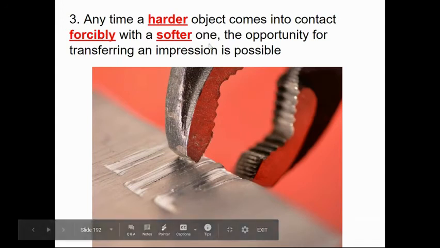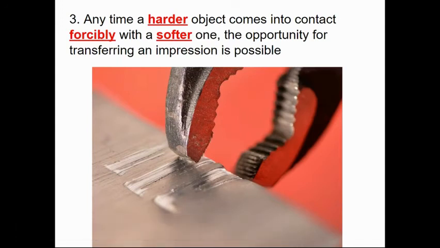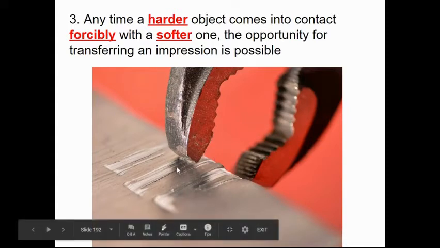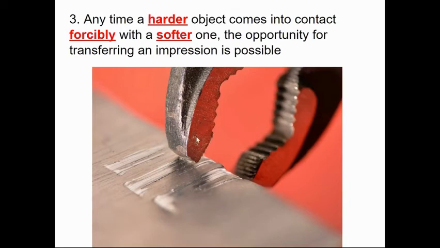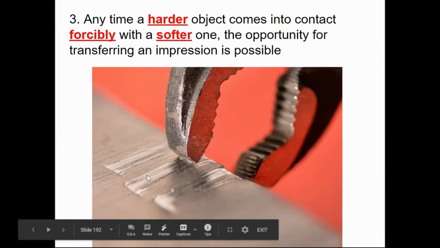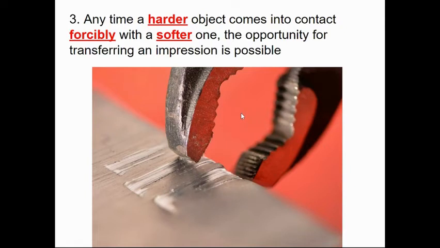Again, anytime a harder object comes in contact forcibly with a softer one, you definitely have the opportunity to transfer an impression and make a scrape of some sort, an indentation. And this tool, while it might to the naked eye look exactly the same as every other one, came off the assembly line at a different time. It was made in a specific way. It's going to have, at the microscopic level, unique markings. It's going to impart those impressions on the other object, and you've got a good chance of being able to match them, or at least saying what the probability is that they matched.